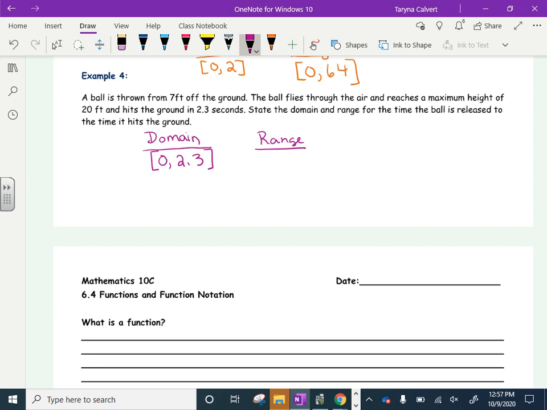0 to 20. Because look at, guys, this is the path. If you're kind of visualizing the picture, do you guys agree it looks like that? Where this is 7, this is 20, and this is 0, and this is 2.3. So my domain is from 0 to 2.3. My range is from 0 to 20. So this 7, yes, it's released from that, but does it go past it on its way down? Yes. So it will be from 0 to 20.